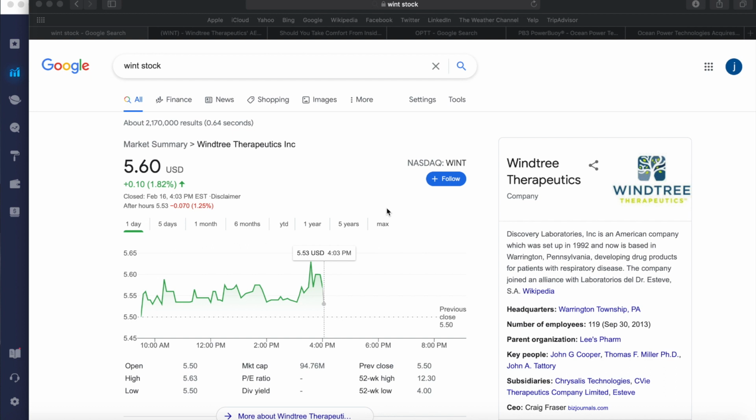So guys, the first stock we're going to take a look at is called WINT Therapeutics, Inc. And this is a company that develops drugs for respiratory diseases. They also develop the delivery systems for those drugs as well.